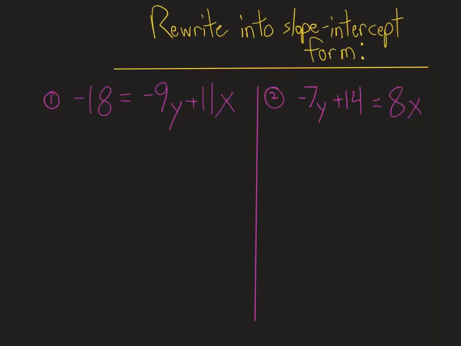All right. Rewrite these two equations into slope-intercept form. You know the drill. Go. All right, we're back. Remember, slope-intercept means you're going to have y by itself, everything on the other side. So in a sense, it's kind of like solving a two-step.